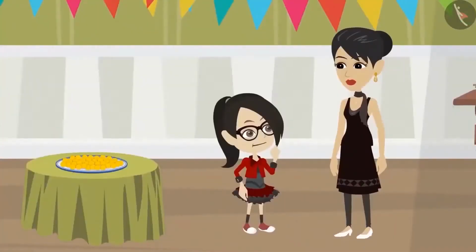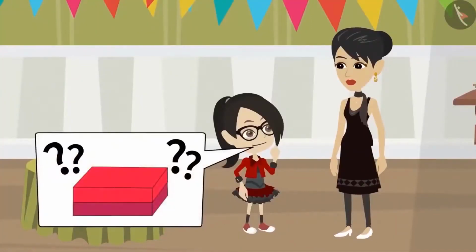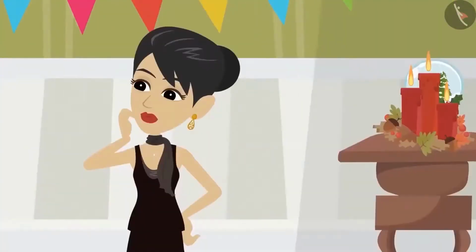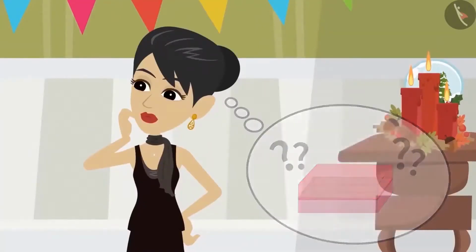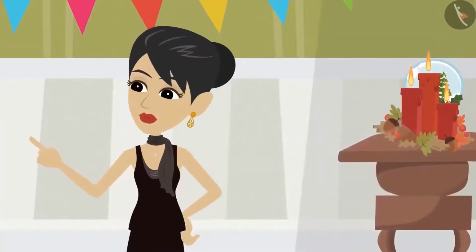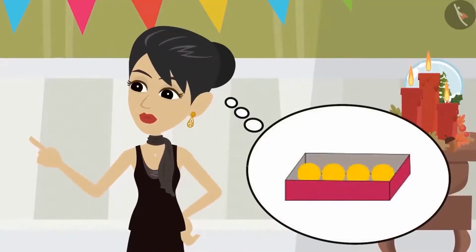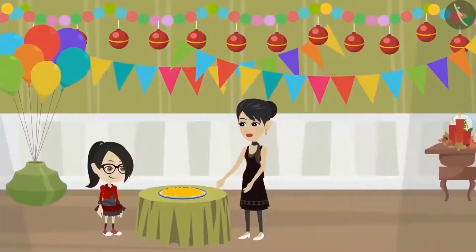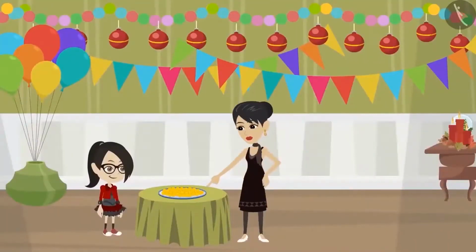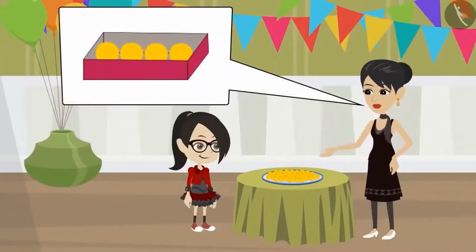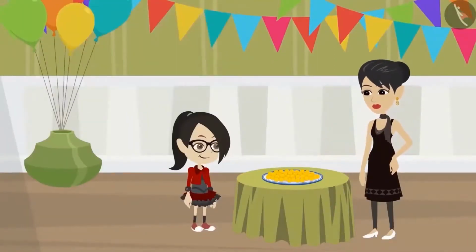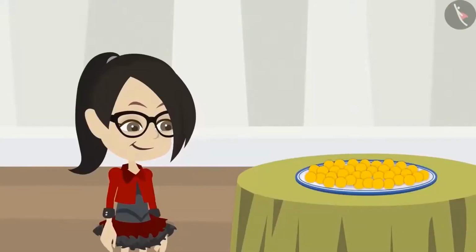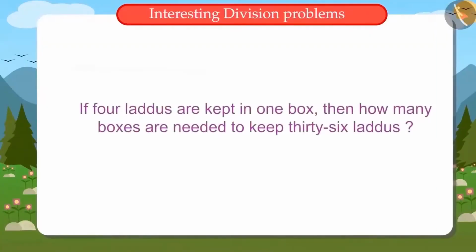Vandana asks her, Mummy, how many boxes should I get? Mummy does not know how many boxes are needed. She only knows that 4 laddus are to be kept in one box. She asks Vandana to count the laddus and bring that many boxes in which all the laddus can be kept when 4 laddus are kept in one box. Now Vandana has to find out that if 4 laddus are kept in one box, then how many boxes are needed to keep 36 laddus?